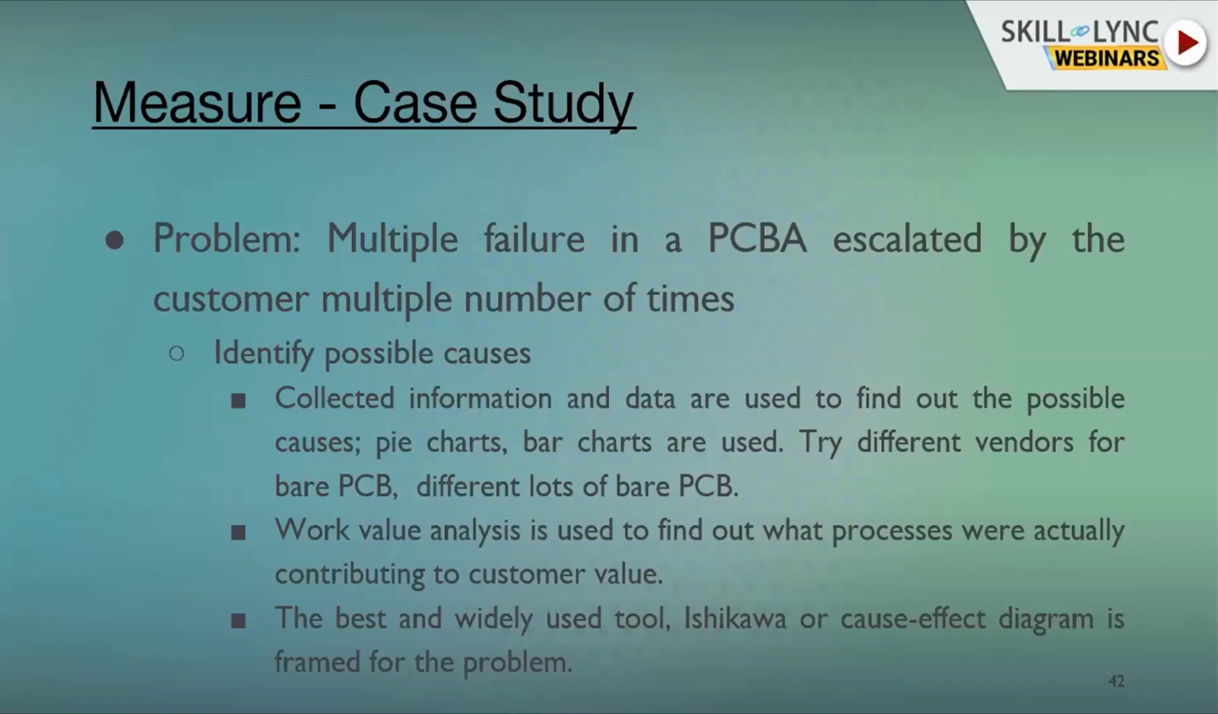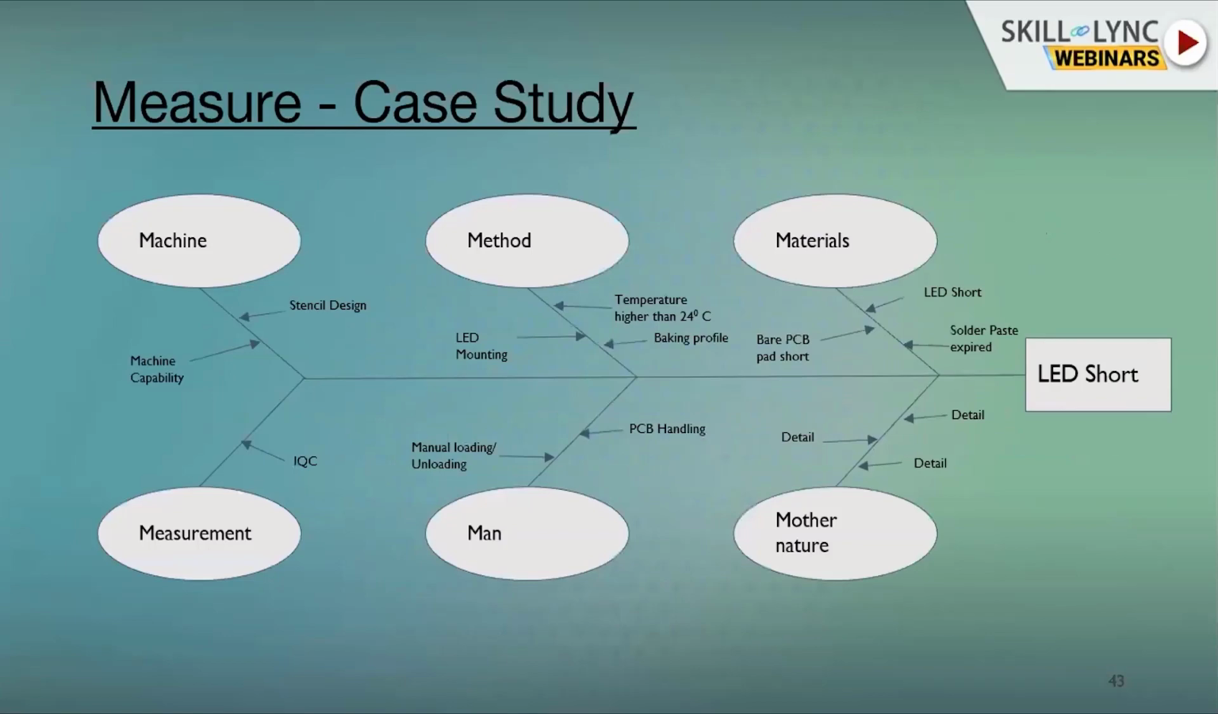Anyways, the best and widely used tool, Ishikawa or cause-effect diagrams, were framed for this problem. This was the problem: LED was short. Let me explain this diagram. We explain it in terms of 6 Ms: mother nature, material, method, man, measurement, machine. Where the machine is causing the problem, method is causing the problem, material is causing the problem, what exactly is the root cause of the problem? For that, we developed this particular diagram.